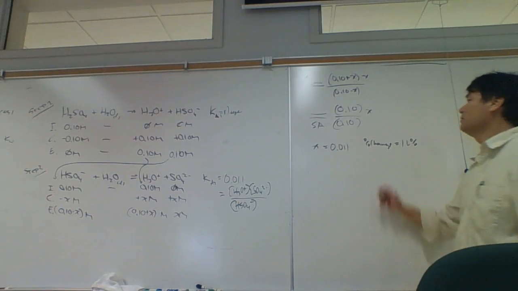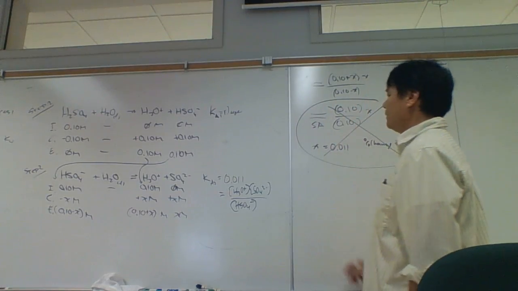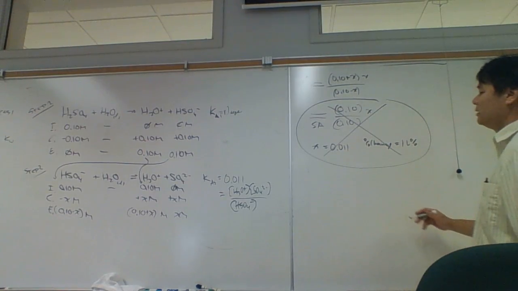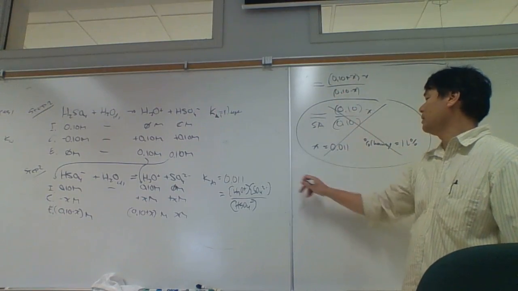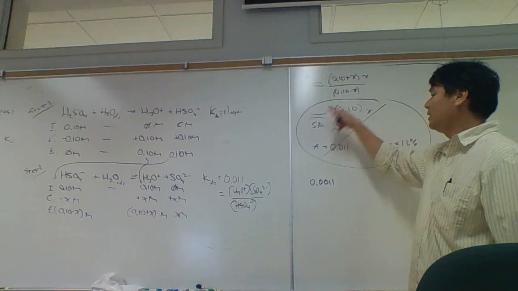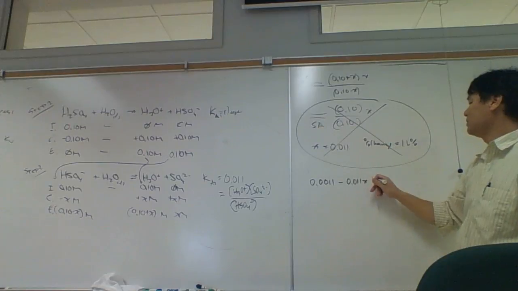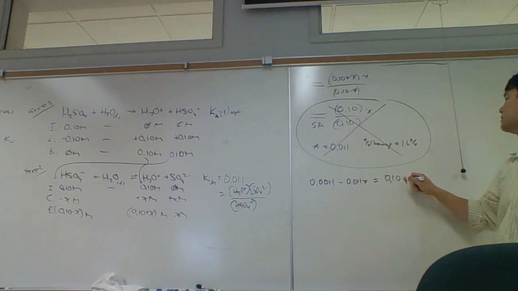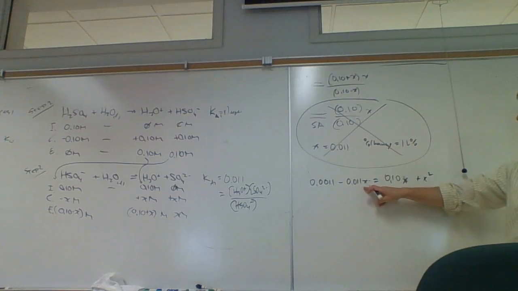No. Unfortunately, the simplifying assumption failed here because the percent change is too big. And so we're going to have to solve this using the quadratic. So let's go ahead and get it into quadratic form. If we solve this, this is going to be 0.1 times 0.011, which will be 0.0011, minus 0.011x. I took it out of scientific notation just to make it quicker, plus 0.10x plus x squared.